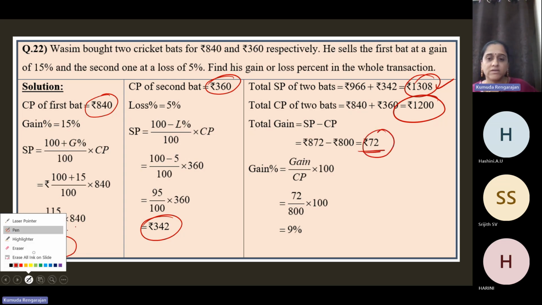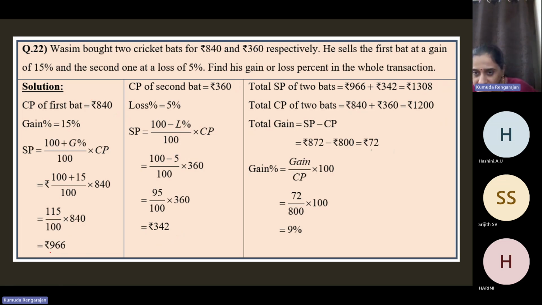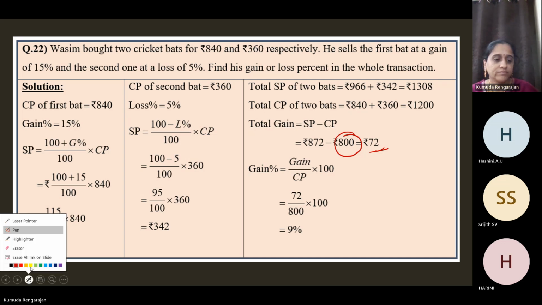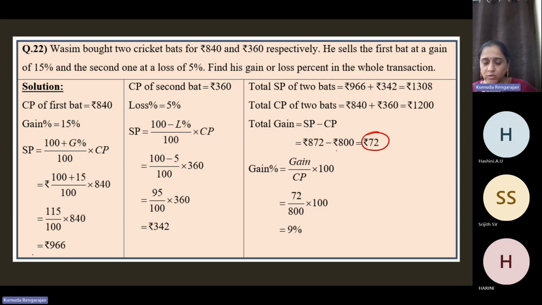Which CP to write? To find this gain, which CP have you used? That CP you should write. Shrikant, look at the board. Gain is 72, okay, gain is 72. By CP, which CP to write? Now to find this gain, what is the CP you've used? 800, that you should use. You understand? Where did we get 800?